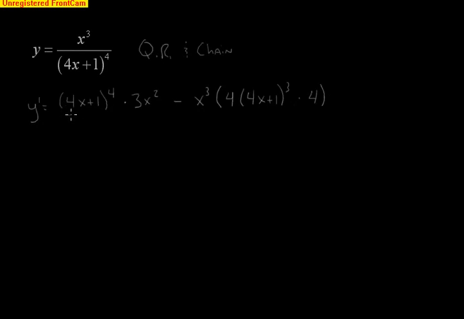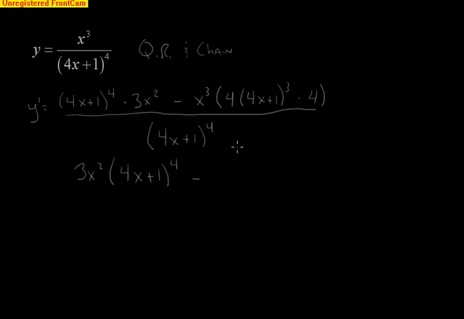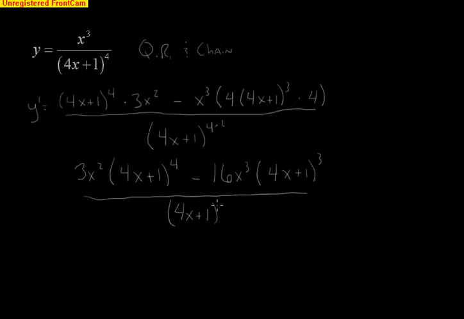Okay, all over the bottom squared. So we have 4x plus 1 to the 4th. Now, cleaning all of this up here, we're going to have 3x squared times the quantity of 4x plus 1 to the 4th minus, now we're going to have the 4 times the 4 times the x cubed. That's going to give us 16x cubed times 4x plus 1 cubed. And again, this is all over that bottom that was squared. I forgot to square it here. So that's going to give us the 4x plus 1 to the 8th.